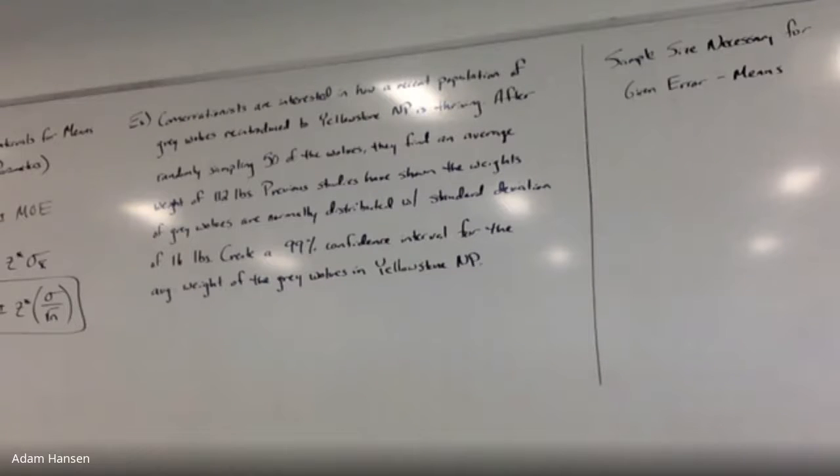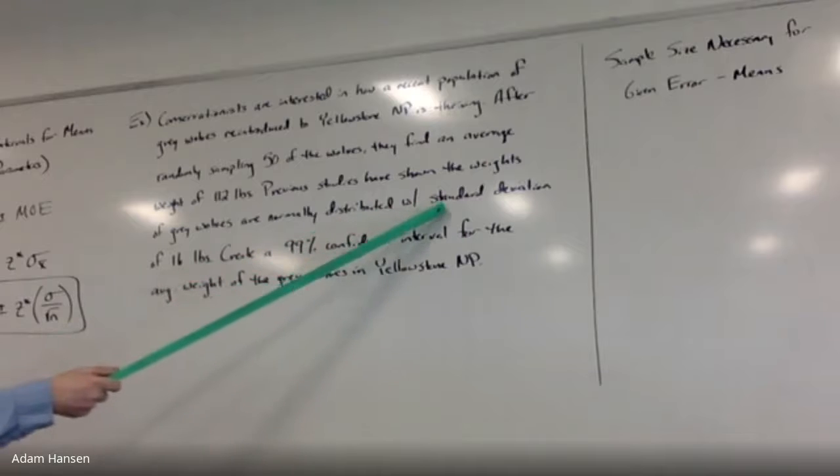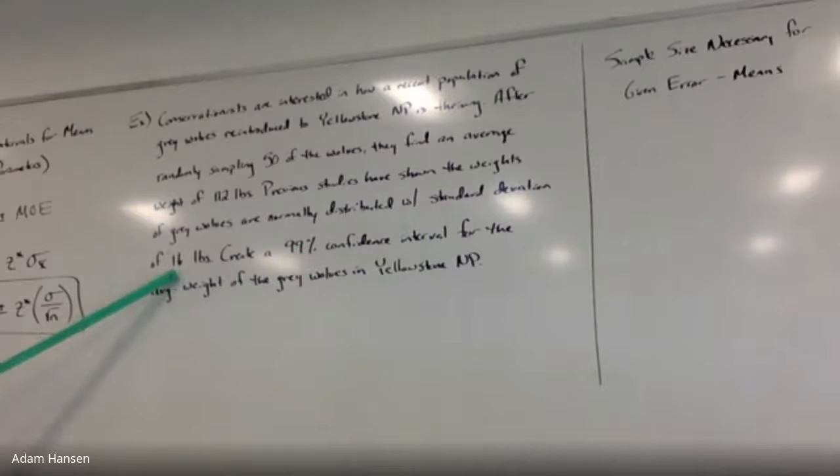So these conservationists randomly sample 50 of the wolves, and they find an average weight of 112 pounds. If their weights are bigger, probably more healthy than if their weights were too small. Previous studies have shown that the weights of gray wolves are normally distributed with a standard deviation of 16 pounds. So I have some prior studies, some prior data. We know a lot about these wolves, and I probably know the overall variability of this population. The overall population standard deviation for all gray wolves is 16 pounds. Create a 99% confidence interval for the average weight of gray wolves in the national park.